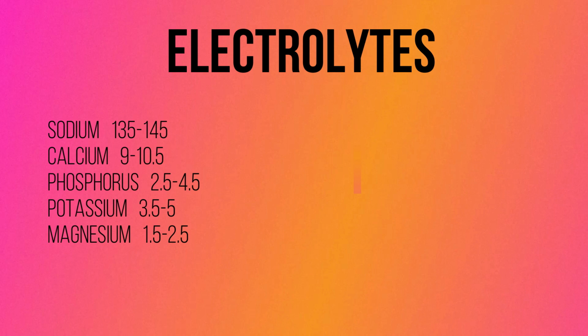So the sodium, 135 to 145, calcium, 9 to 10.8, phosphorus, 2.5 to 4.5, potassium, 3.5 to 5, and magnesium, 1.5 to 2.5. And remember, each of them affects different things. So the phosphorus would affect strong bones and teeth.